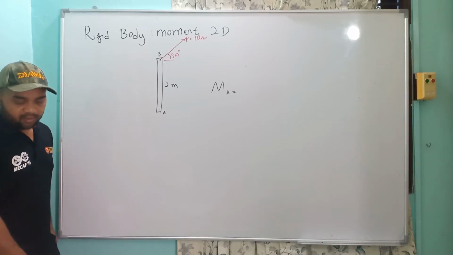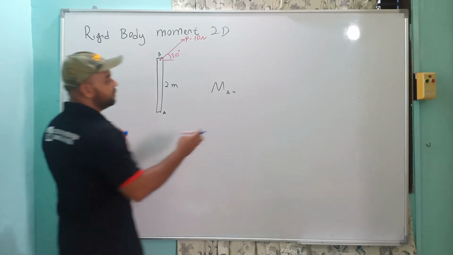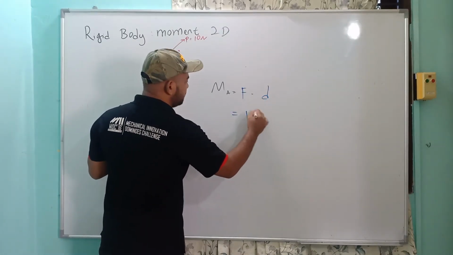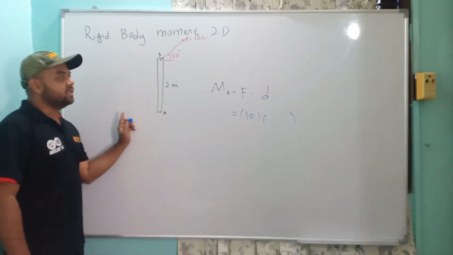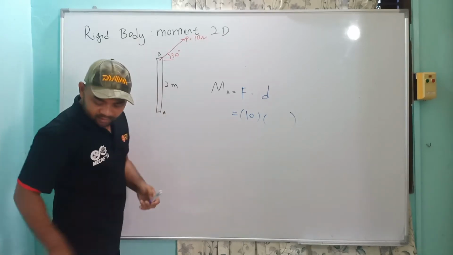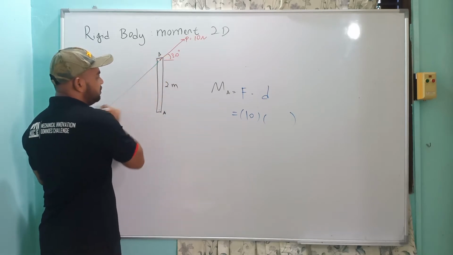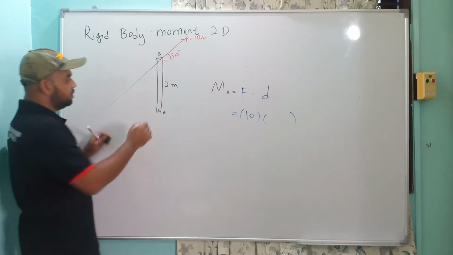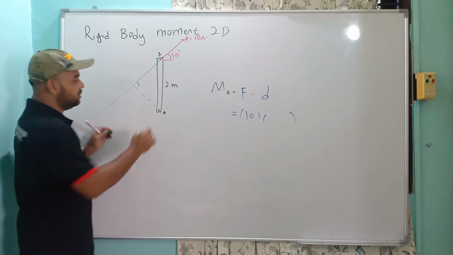Okay, so by definition, what you will do is take the force F times the distance D. So F equal to 10 Newton. So what is the D? D is the perpendicular distance, or the shortest distance, between the line of action of the force and this point. That is the shortest distance, which is where it is 90 degrees. So this is 90 degrees.